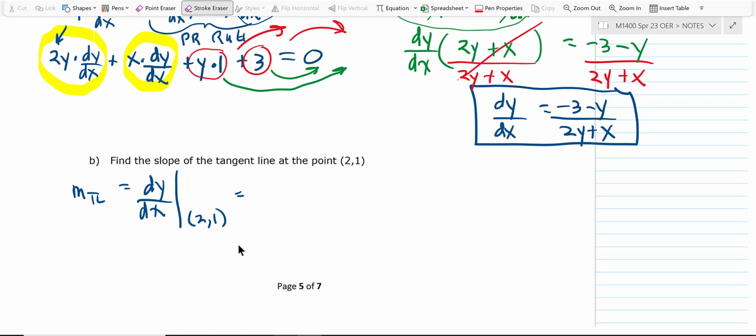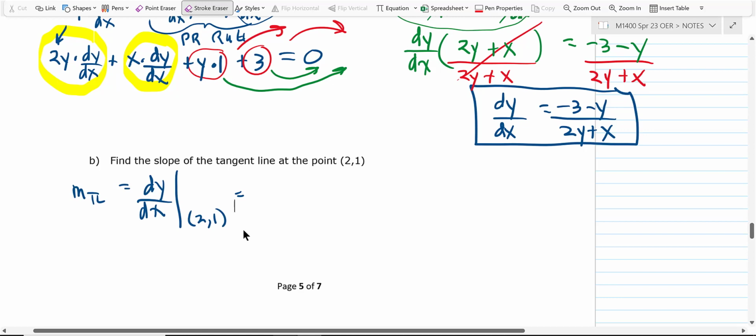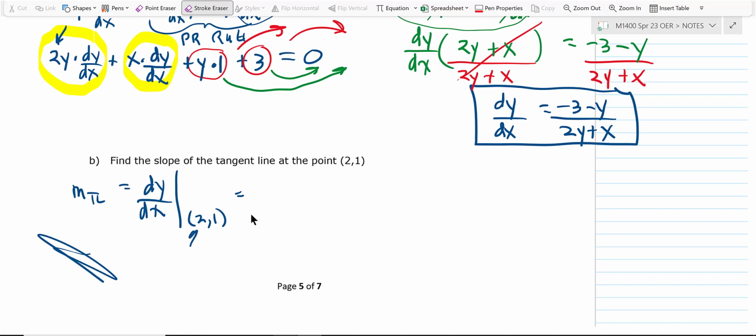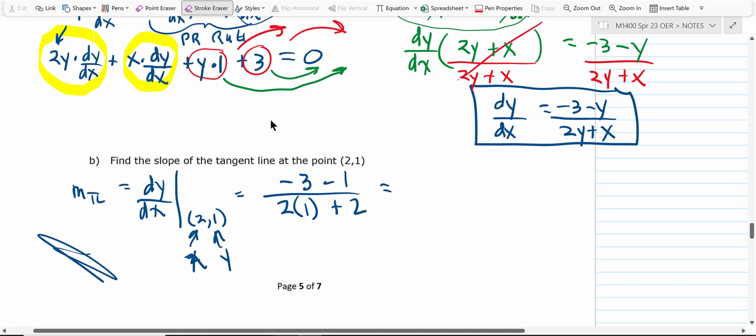All right, what do I need to do with the 2,1? Plug stuff in, right? Okay, 2 is x, and then, of course, 1 is y. So just plug it in. So you're going to have negative 3 minus 1, and then 2 times 1 plus 2, like that. Okay, so just plug x and y in, and then do your calculation. So that'll give you your answer.